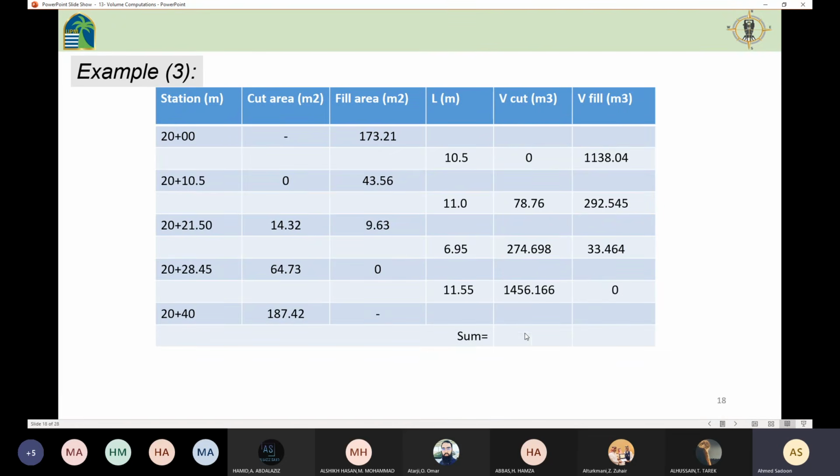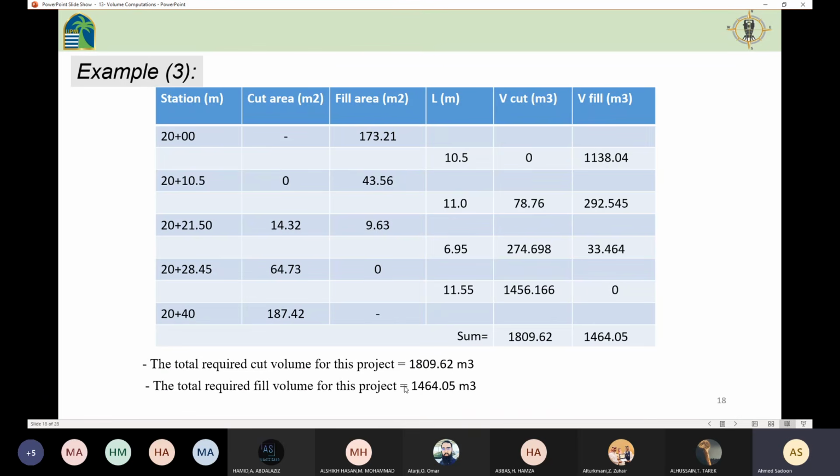Then after I finish this process, I'm going to sum all of this together, because this one represents the total volume for the cut. And I'm going to sum all of this together, because this one represents the total volume for the fill. So the total required cut volume for this project came out to be this number. And the total required fill volume for this project came out to be this number.